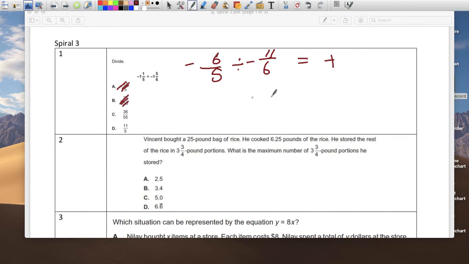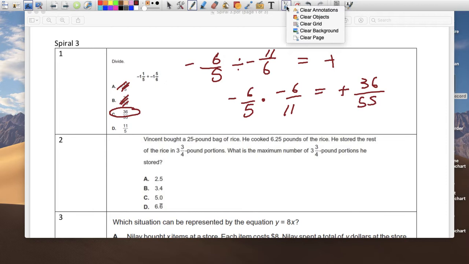So now I can divide, and remember, when you divide, we multiply by the reciprocal, right? So it's going to be negative 6 over 11, so I know it's positive. 6 times 6 is 36, and at the bottom, 5 times 11 is 55. So the only one that makes any sense is C. But anyways, point is you could have gotten rid of A and B.